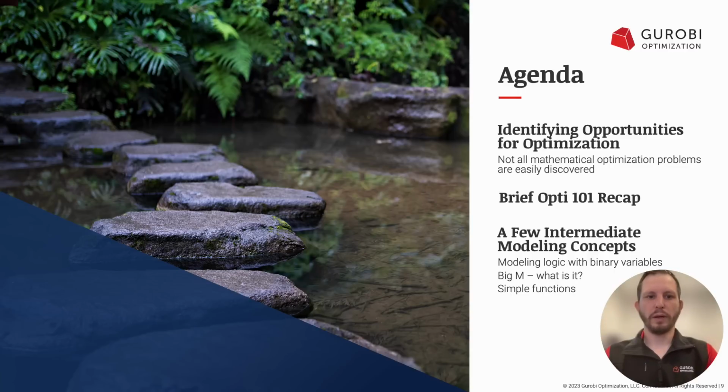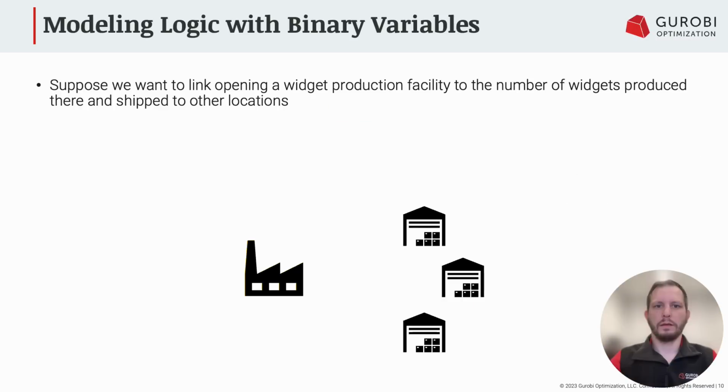All right, so now that we've remembered some Opti 101 stuff and feel great about it, let's dive right into a few of the modeling concepts that we're going to talk about here. The first intermediate topic that we're going to dive into is modeling with binary decision variables. And this is something we actually hit on a little bit in Opti 101.